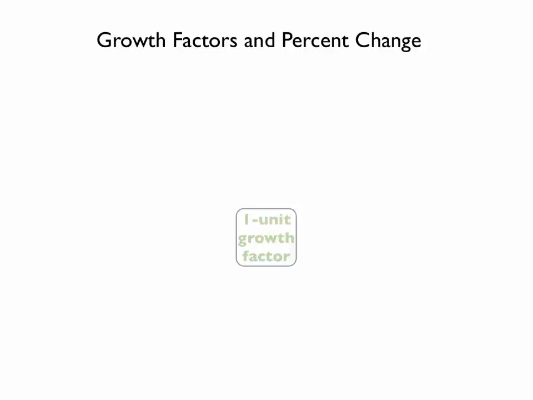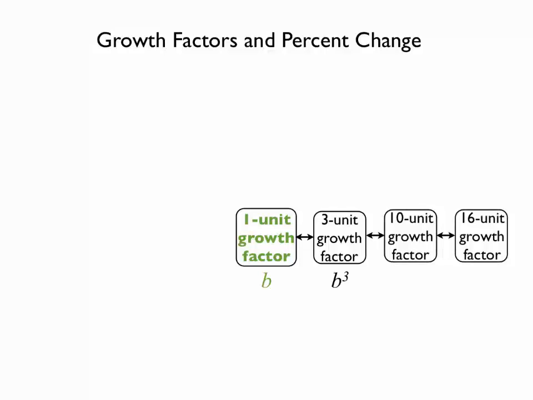Okay, so let's talk about percent change. So here's our 1 unit growth factor. We'll call it B. If B is the 1 unit growth factor, what's the 3 unit growth factor? B cubed, all right? After 3 units, you will have multiplied by B 3 times, so that's the same as multiplying by B cubed. 10 unit growth factor? 16 unit growth factor? Okay, so those are examples.